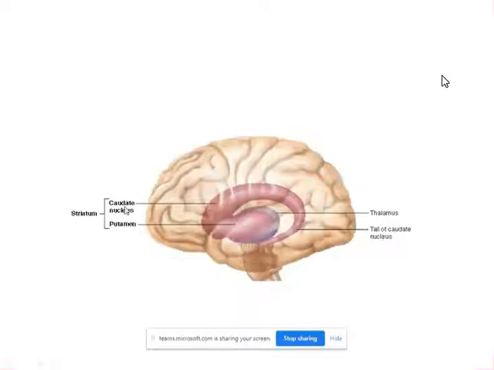So this caudate nucleus and putamen together are known as the striatum. You should know what the striatum means: caudate nucleus and putamen together are known as striatum.